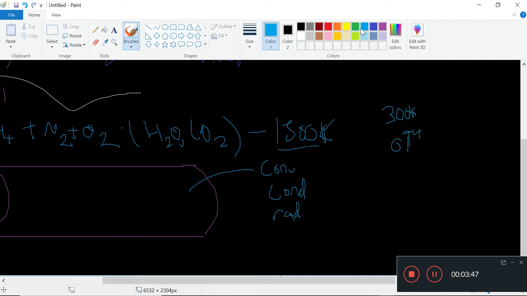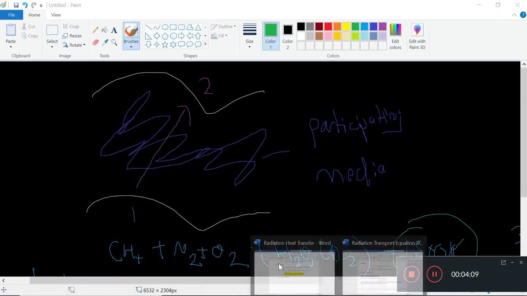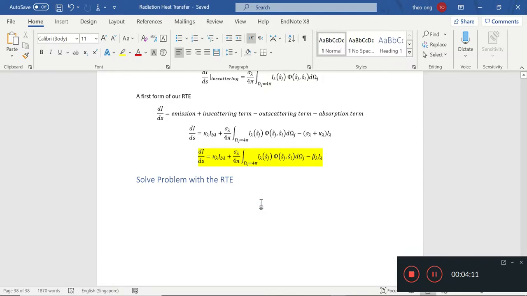So temperature is a very important factor in radiation heat transfer. Usually only at high temperatures, such as 1500 K, does radiation become more of a problem. Maybe from 1000 K to 1500 K upwards, you have to start considering radiation as well. So these are some of the reasons why we wanted to start with our radiation transfer equation.